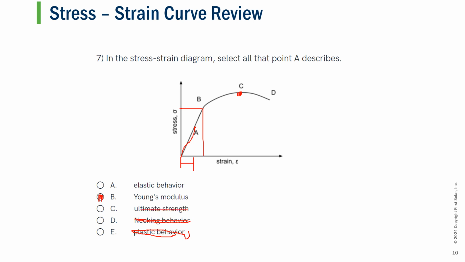And then we see the last answer to look at is the elastic behavior. And again, what Young's modulus basically tells us is that within this linear section or zone, it will experience elastic behavior where you can strain it, stress it to any point in this region, and it will return back to its initial value. So we know that this answer is also correct for this point.